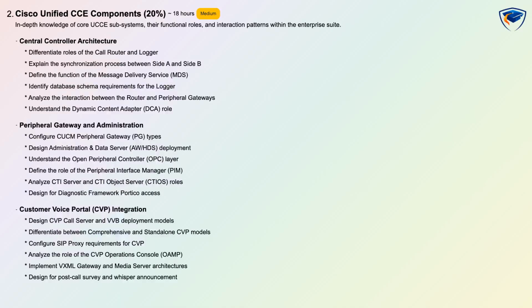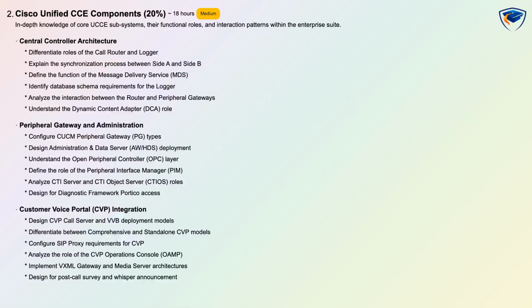Cisco Unified CCE components, 20%, emphasizes in-depth knowledge of core UCCE subsystems, their functional roles, and interaction patterns and is rated medium with about 18 hours of study and conceptual plus scenario-based assessments. You will study the central controller architecture and learn to differentiate the call router and logger functions, understand synchronization between side A and side B, and explain the role of the message delivery service and dynamic content adapter.